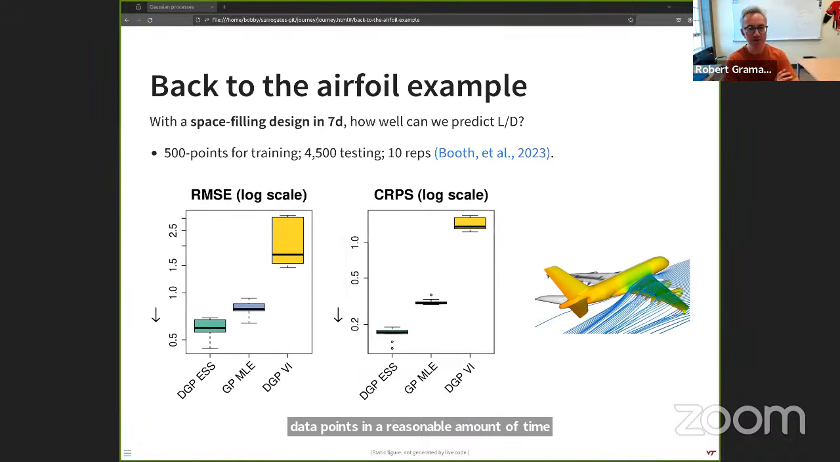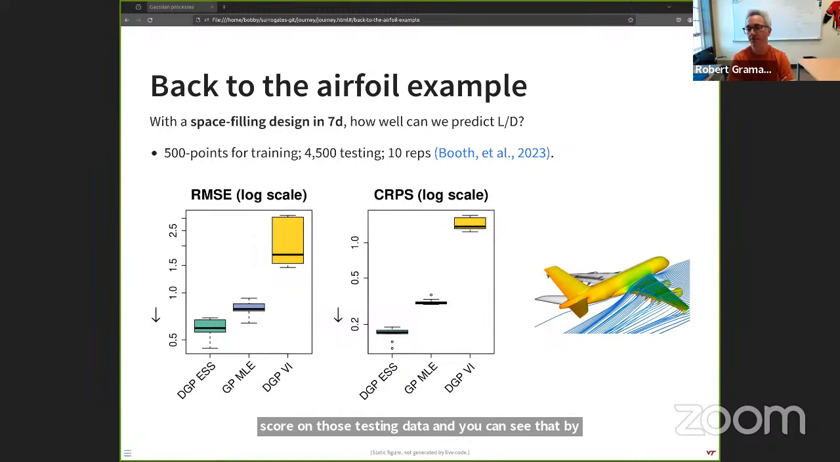All right, so I want to turn now back to the airfoil example that I opened the presentation with. We fit a training data set of size 500 sampled in a space-filling way throughout the 7-dimensional input space. And we fit 3 different models to that training data. And then we tested on 4,500 uniformly spaced inputs and measured root mean squared error and the score on those testing data. And you can see that by RMSE and by score, the deep Gaussian process is the winner.